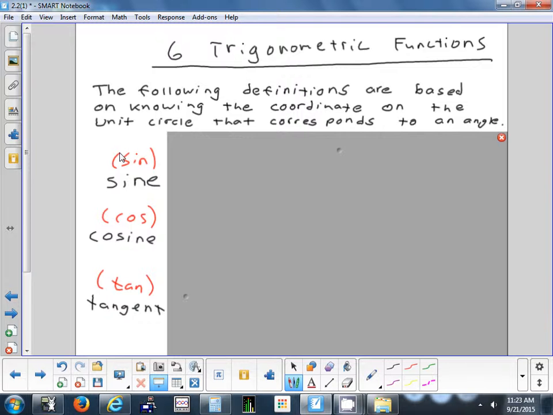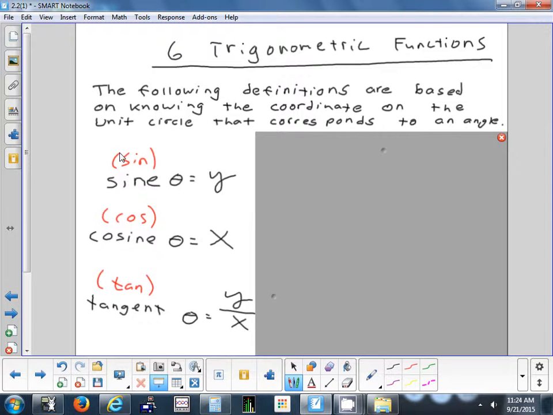And now to figure out what the sine, what the cosine, and what the tangent is, you have to know your coordinate. You have to have already found where that is on the unit circle. And now a coordinate has how many values in it? 2. What's the first one? That's your x. And your second one? That's your y. So you got to find out your x and your y.